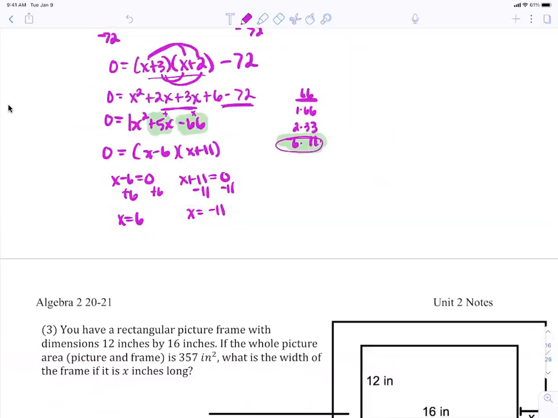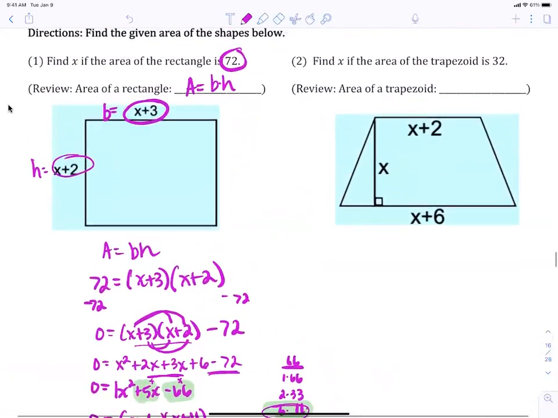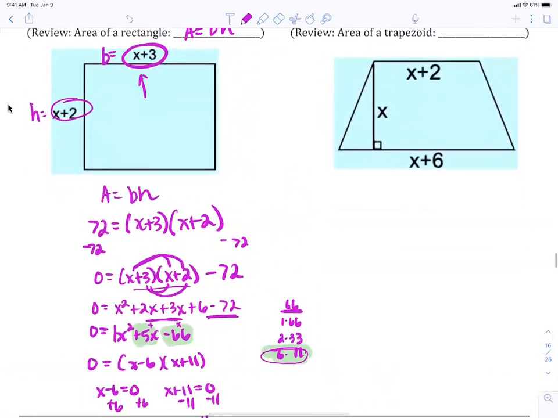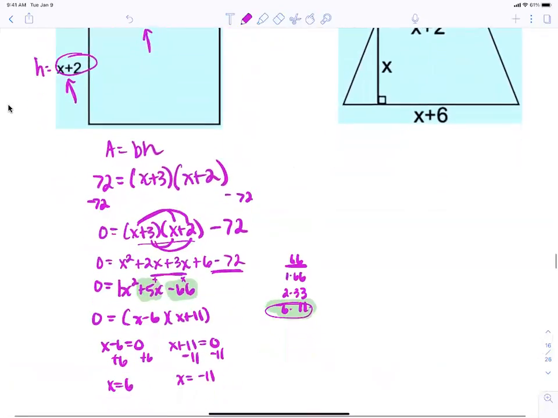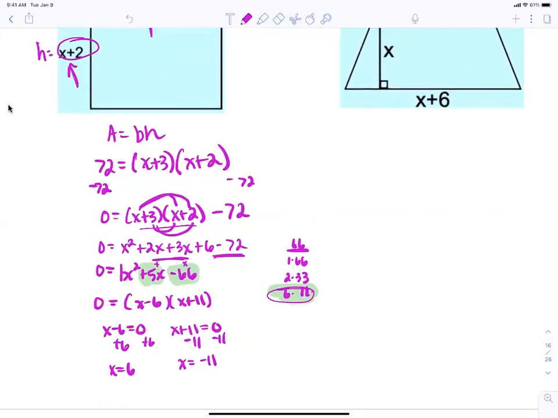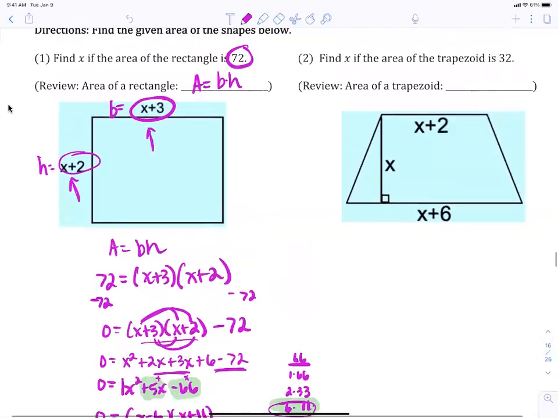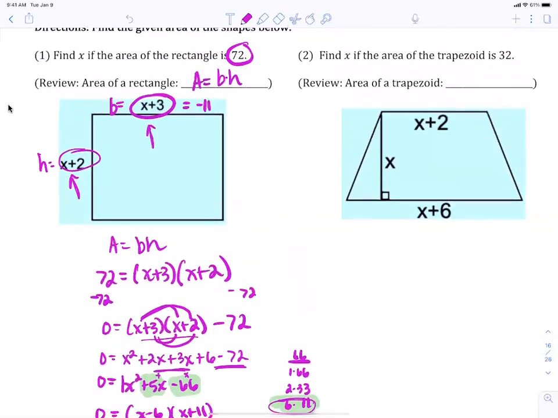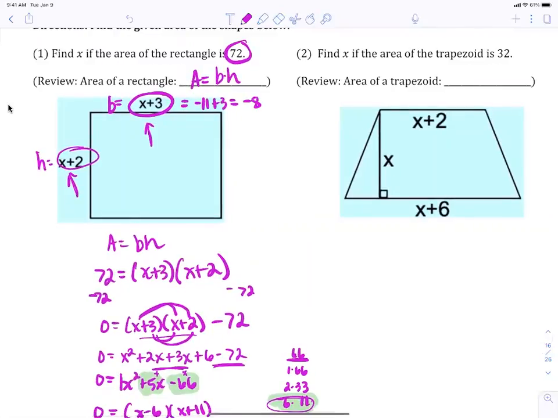So we can't just go ahead and circle them right away, because we have to think about the fact that x, at the end of the day, is going to be plugged in here and here. There might be some answers that wouldn't necessarily make sense. Like if I plug in -11, look at what happens. My base says I would do -11 plus 3. And you're going to notice that that does not give me a nice answer. That gives me -8 as an answer.